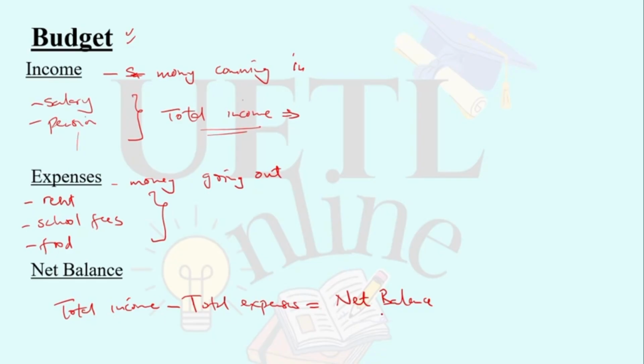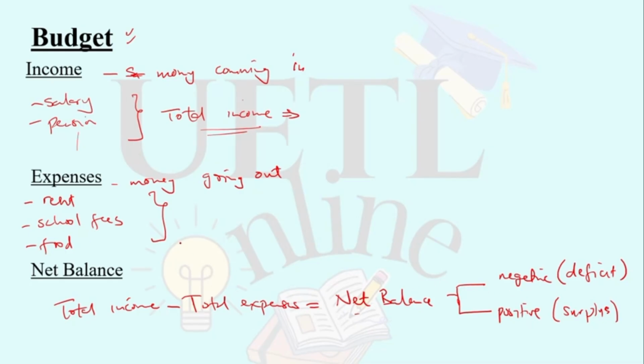In this net balance, we have what we call deficit and surplus. When this net balance is negative, this means that it is a deficit. There is a shortage of money. And when it is positive, this means that there is a surplus of money. So that's all on this budget.